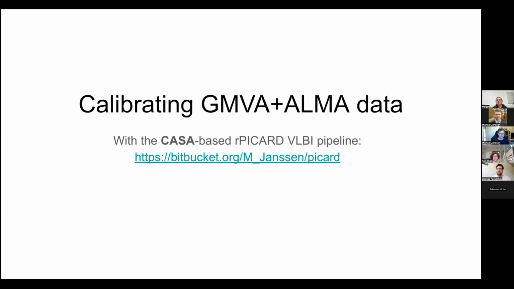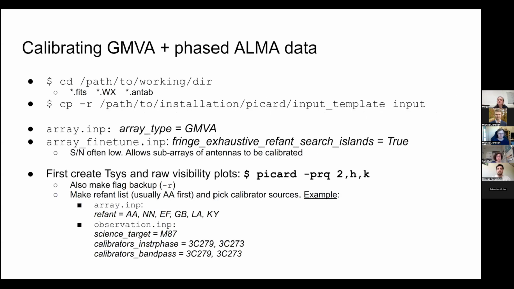So that is generally how you set up the pipeline. Now I'll show you how you do this first for GMVA and then for EHT data. Okay, so this is what we generally saw before. You go to your working directory. For GMVA, you would have a FITS file, so there's a .fits extension, a weather table, and untap tables.